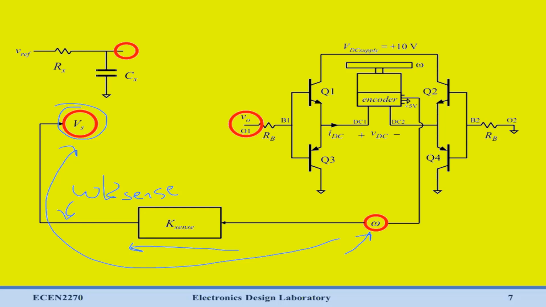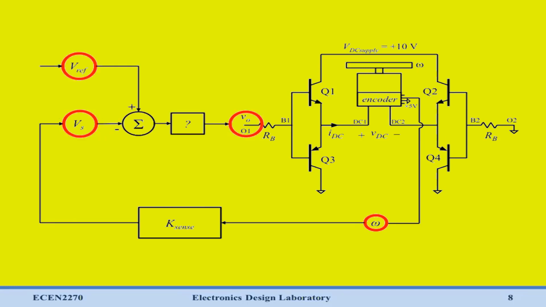Next, let's take a look at how we use Vreference and Vsense to generate the correct VO. Now initially what we want to do is find out what's the error, what's the difference between where we are, which is Vs, and where we want to be, which is Vref. So we're simply going to subtract these two elements to generate some V error. And our V error is going to be equal to Vref minus Vs.